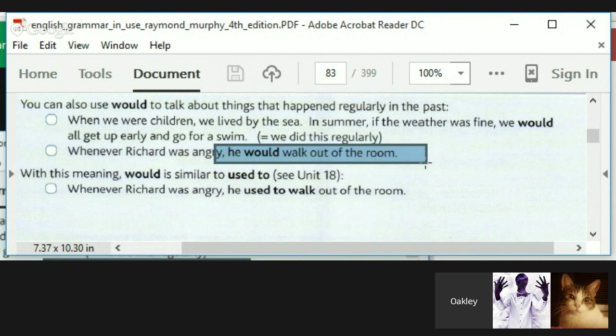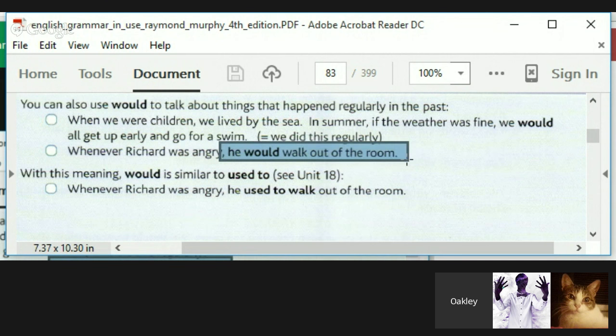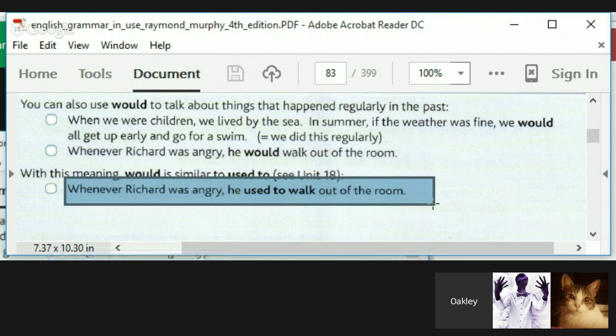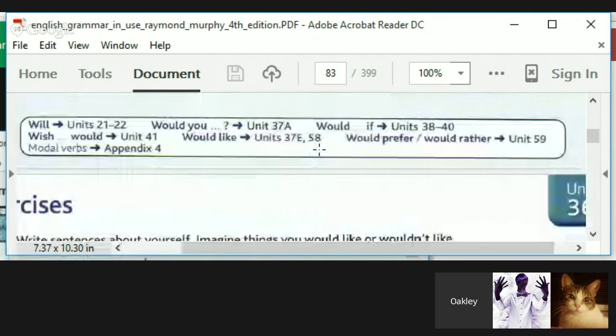It implies to me that not really every time. Whereas when Richard was angry, when you use he would walk out of the room. Okay, it seems more imaginary to me if I hear this. It's more the idea that he would do angry things. He would act out. All right? Whenever Richard was angry, he used to walk out of the room, I think that's an actual physical action that he did every time. If you can try to see the slight difference there in intention of the speaker or author. Okay.